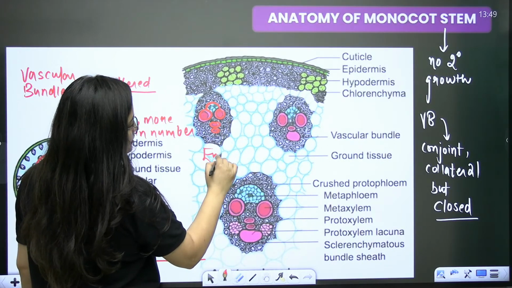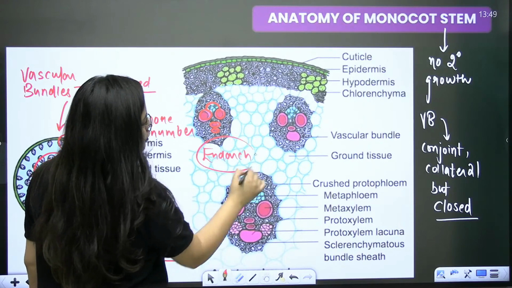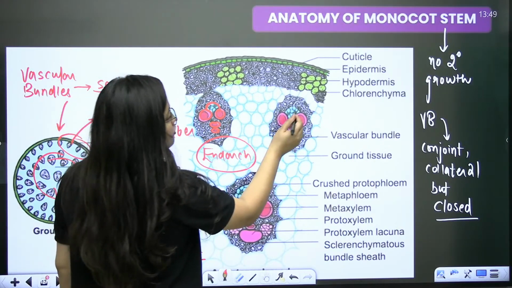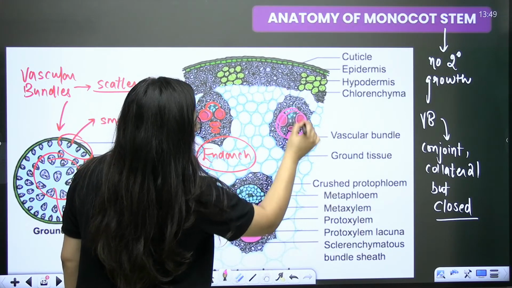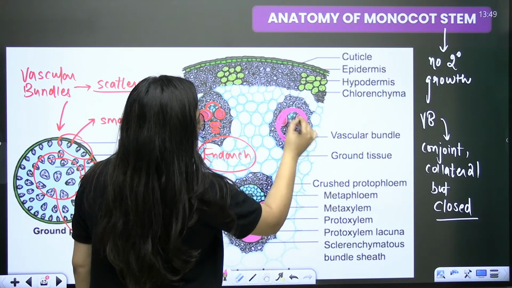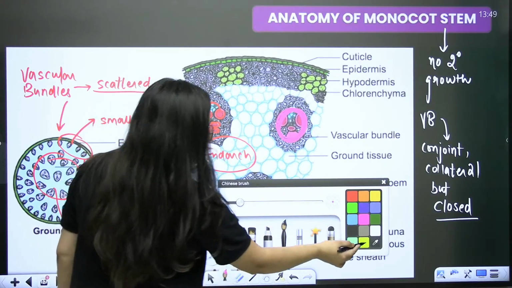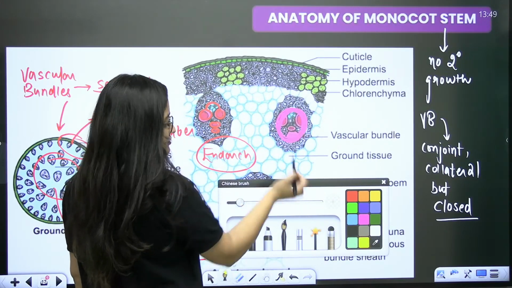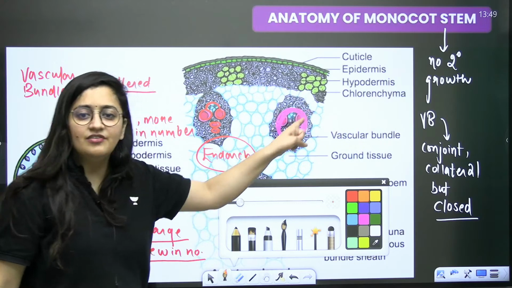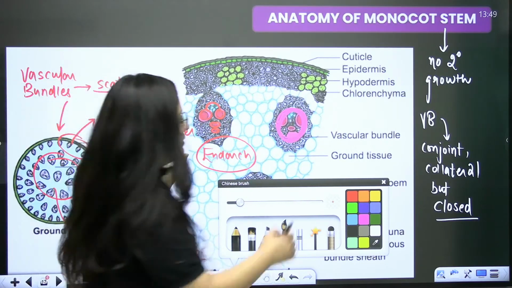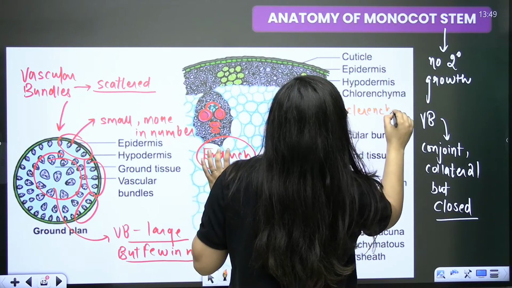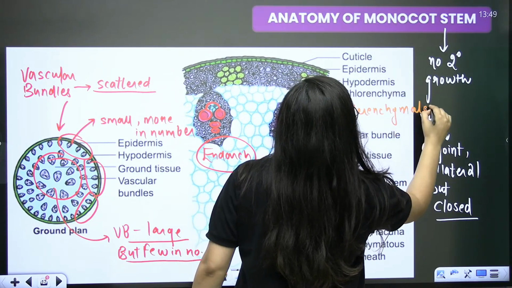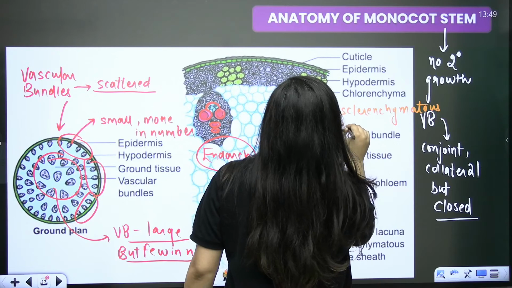So obviously the arrangement here is endarch. But bache, if you observe these vascular bundles, let me show you this part. This is the vascular bundle. Can you see that this vascular bundle is also covered with a kind of sheath? Yes, it is covered with a kind of sheath. So here it is covered with the sclerenchymatous bundle sheath.